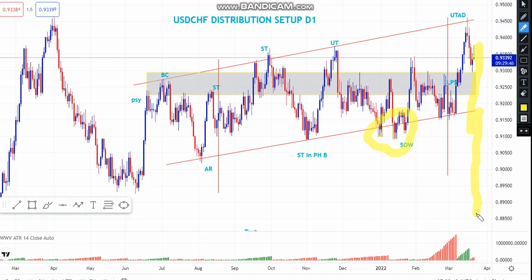So what are the stop loss and take profit? You can put your stop loss above this candle here at 0.95000, and the TP you can put here at 0.88550. So this is the USDCHF distribution setup. You can enter this trade or wait for some pullback, and this is a good risk and reward trade. Thank you so much.